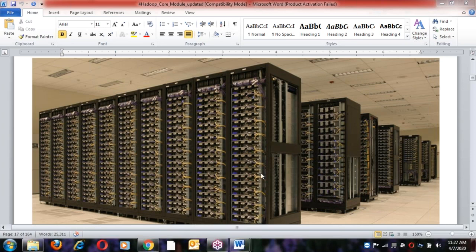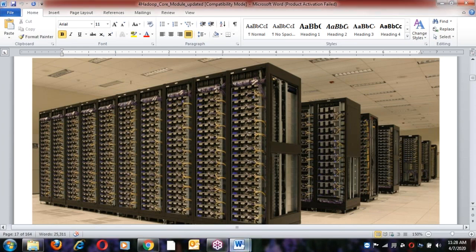In a data center, it is divided into clusters. Suppose these two racks may be one cluster, the next two racks the next cluster. A cluster can have two racks, three racks, maybe 10 racks, depending on the size of the rack. To accommodate 10,000 nodes in a cluster, maybe using four racks or 10 racks, depends on the capacity of each rack.